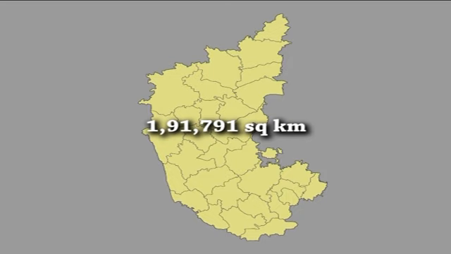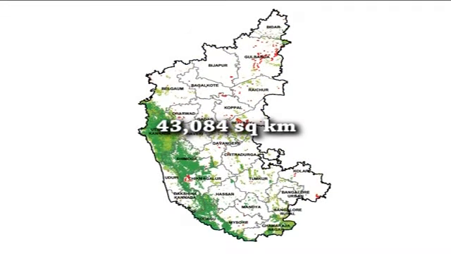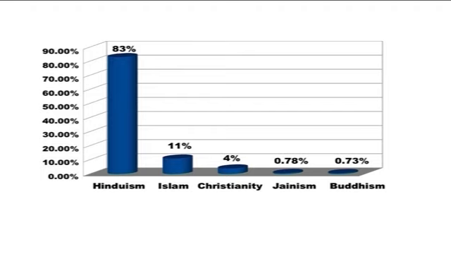The geographic area of the state is about 1,91,791 kilometers square, of which the forest cover is about 43,084 kilometers square. Religion in Karnataka has played a very important role in shaping modern Indian religions and philosophy. Religions in Karnataka are Hinduism 83%, Islam 11%, Christianity 4%, Jainism 0.78% and Buddhism 0.73%.